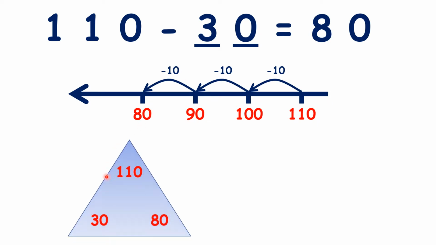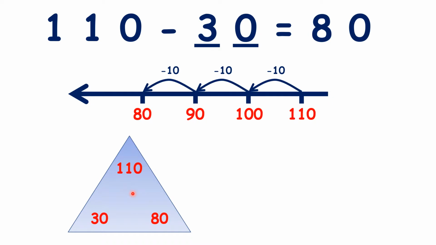Do you remember number family triangles? We can have 110 at the top and then 30 and 80 at the bottom, because when you subtract one of the bottom numbers from the top number, you get the other bottom number, and that's what we've done here. But if we know this, we also know 3 other facts.